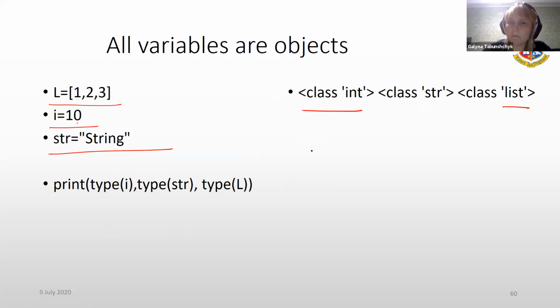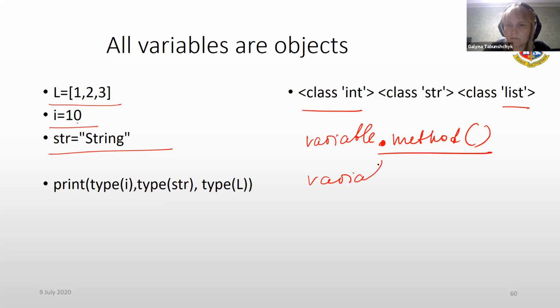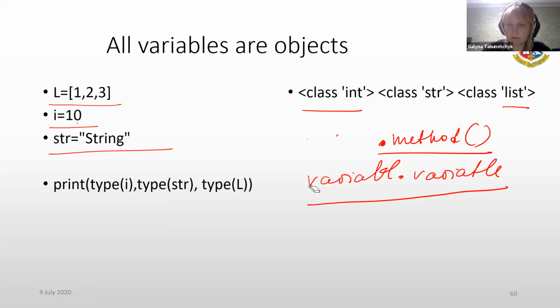When we want to use methods with our objects, we already also did it, yes? So we can use variable dot method, or variable dot variable. Okay, let's not use a variable here. Right here, correct, object.